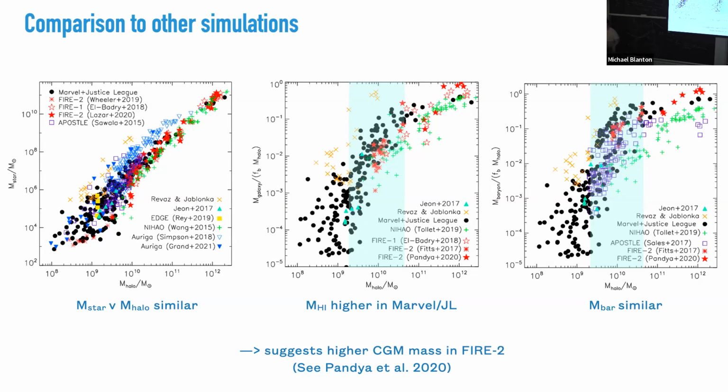Yep, so you can see some real separation there too, right? So we definitely have different predictions about what's in the CGM. How did you adjust your feedback in these galaxies and so on?